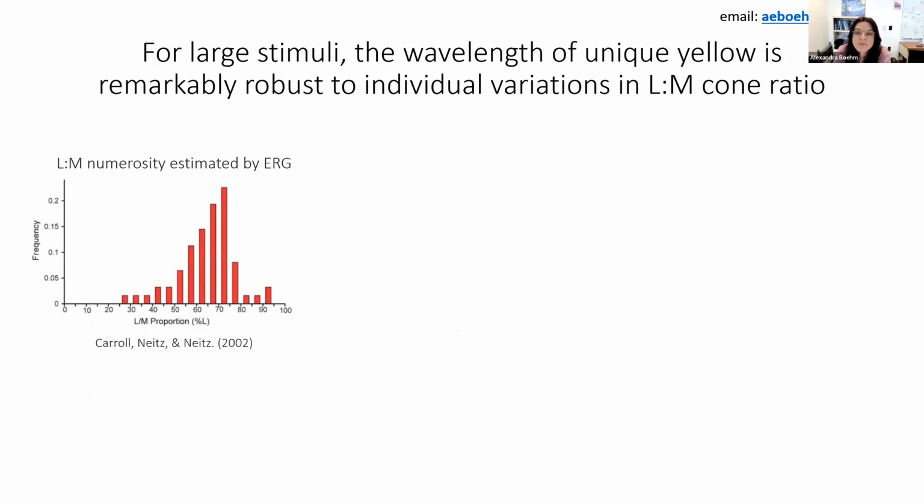So here we're looking at the proportion of L versus M cones across a larger sample of subjects. So this was measured with ERG, a technique that's used to measure the total LM cone ratio across the entire retina. But from this, we can't necessarily know where those cones reside. But it is a good technique for comparing LM cone ratio across a large group of subjects. And so as we can see from this figure, the proportion of L cones does vary widely across individuals.